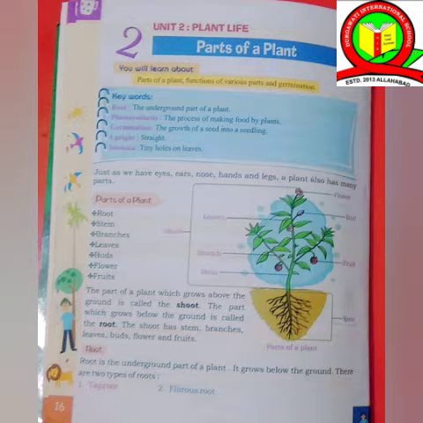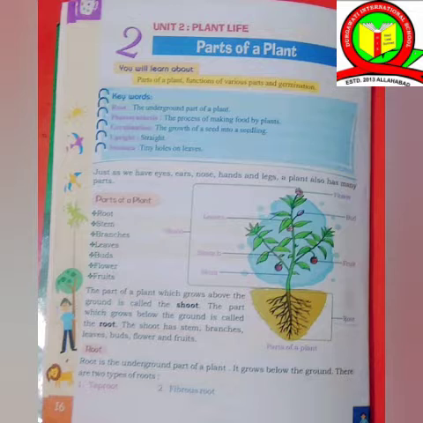Now we will begin our chapter. In this chapter, you will learn just as we have eyes, ears, nose, hands and legs, a plant also has many parts. Now we have our first heading, parts of a plant. And below it, there are named all the parts that a plant has.